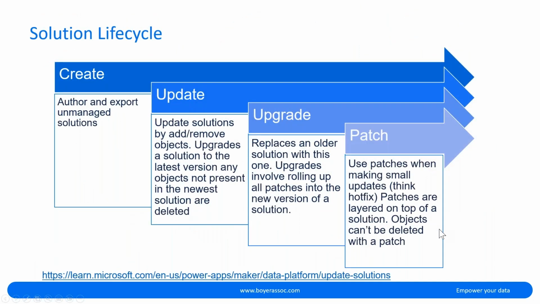Now let's talk about the solution lifecycle, right? So that's where the ALM management comes in, and knowing how you can quickly make changes to the solution. So again, you are creating a solution as an unmanaged solution. You can then update that solution, and updating means that you are really doing a version control on it. So when you create a new solution, it typically has a version number of 1.0.0.0.